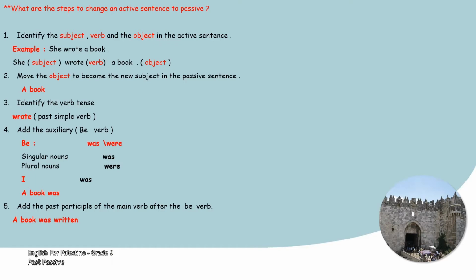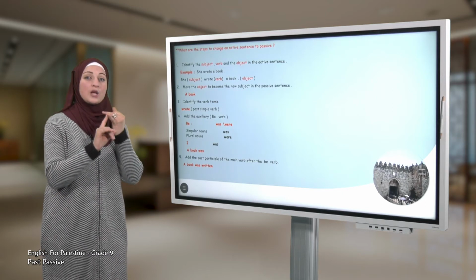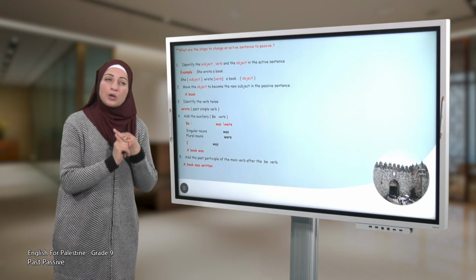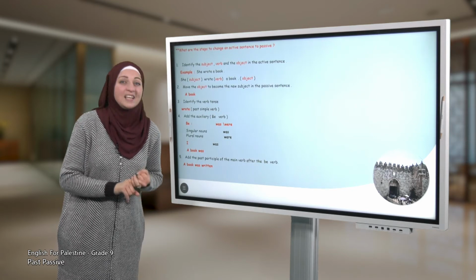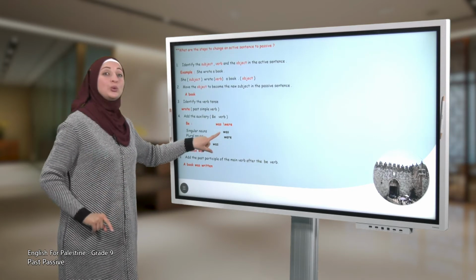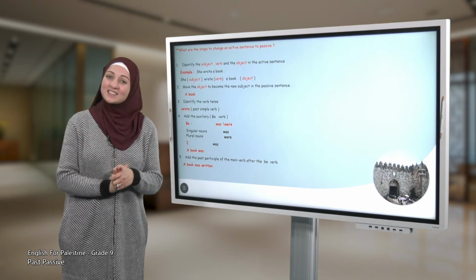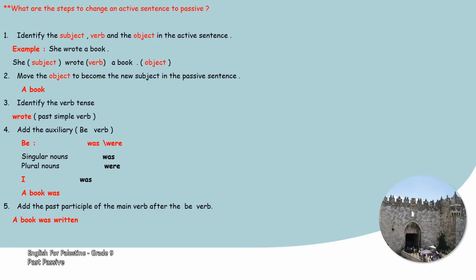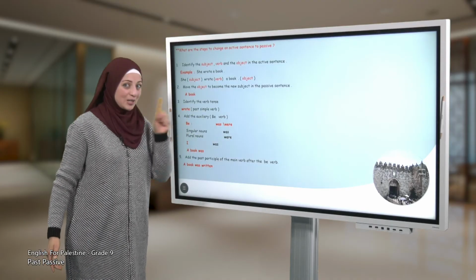I with was. Okay? So, now I will have the object, which is a book. I will ask myself, is it singular or plural? It is singular. So, I will use was. And the last step here, that I will add the past participle of the verb. What is the verb here? Wrote. If I ask myself, what is the past participle of wrote? The past participle of wrote is written. So now I have the sentence in the passive. Let's read it. A book was written.